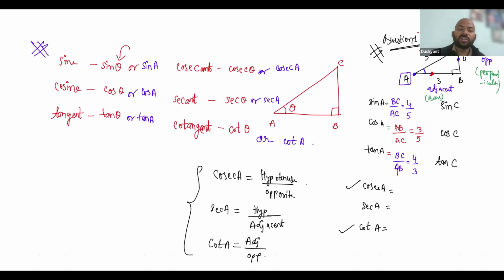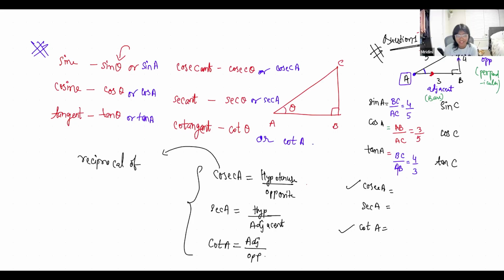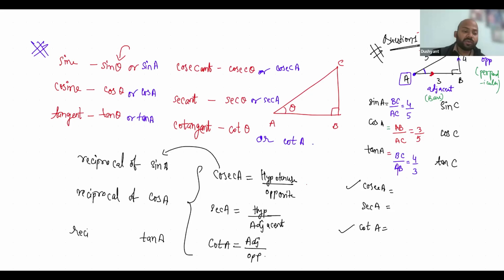See, cosec is actually the reciprocal. Reciprocal means reverse, right? So this is the reciprocal of sine, this is the reciprocal of cos, and this is the reciprocal of tan. Reciprocal means reverse, right? So hypotenuse over opposite.